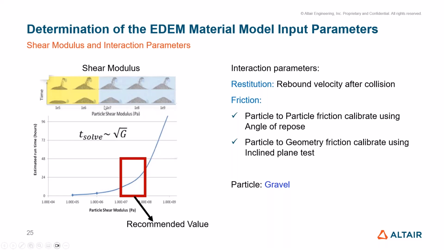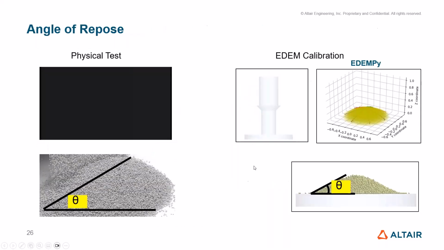Hence the recommended shear modulus for the particulate material is 1e⁷ to 1e⁹. However, to reduce the computational time, we recommend a shear modulus of 1e⁷ to 1e⁸ Pascals. If you have very good hardware and are capable of running longer times and lower time steps, then you can go with an even higher shear modulus as well.